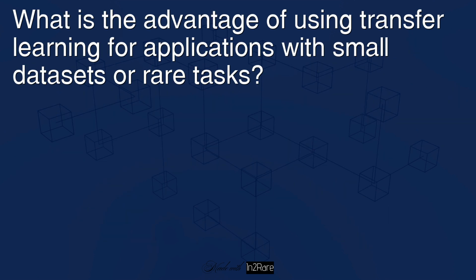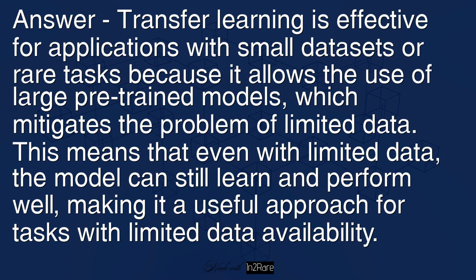What is the advantage of using transfer learning for applications with small datasets or rare tasks? Answer: transfer learning is effective for applications with small datasets or rare tasks because it allows the use of large pre-trained models, which mitigates the problem of limited data. This means that even with limited data, the model can still learn and perform well, making it a useful approach for tasks with limited data availability.